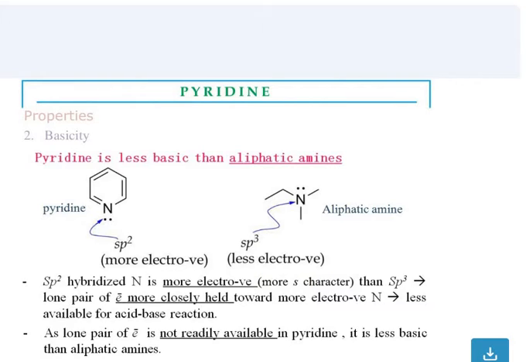Now you can see pyridine is less basic than aliphatic amines. In the aliphatic amine structure, nitrogen is sp3 hybridized, and in pyridine it is sp2, which is more electronegative. This one is the least electronegative. So sp2 hybridized nitrogen is more electronegative, with more s character than sp3. The lone pair of electrons is more closely held by the more electronegative nitrogen, so less available for acid-base reaction. As the lone pair of electrons is not readily available in pyridine, it is less basic than aliphatic amine. It is a very important concept.